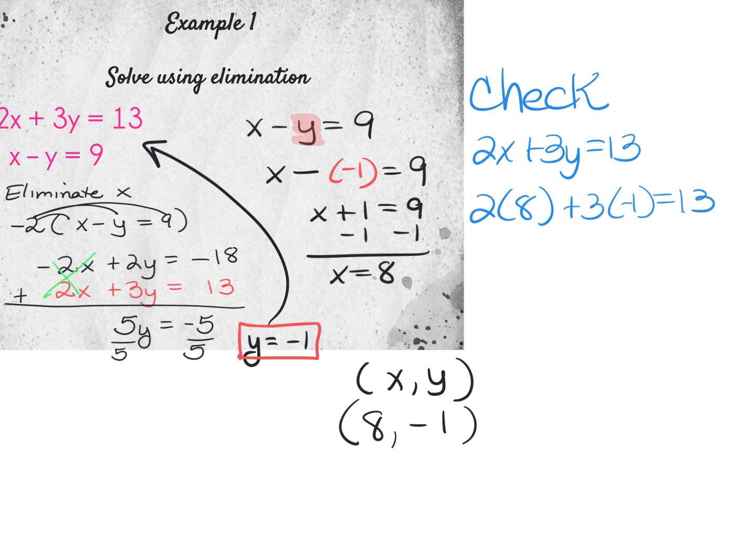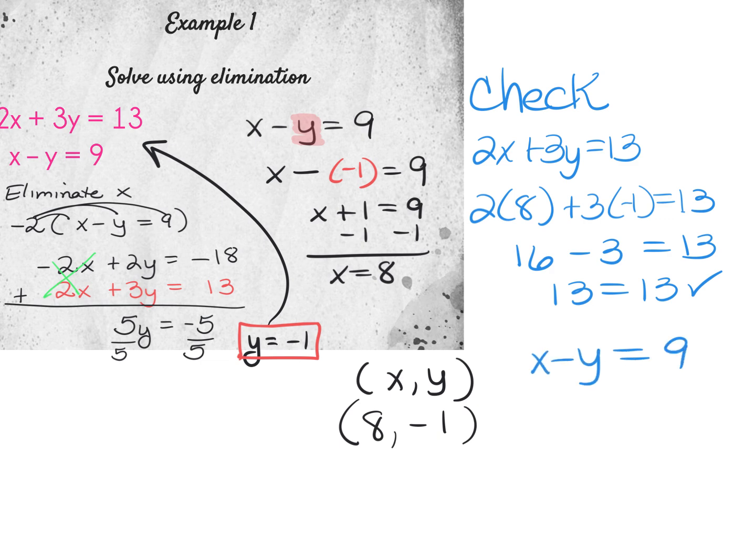And once I simplify that left side, if it does not give me 13, then I've done something wrong. So this one works. You have to check both if you're going to do the check. So let me write down the second equation. 8 minus negative 1 turns into 8 plus 1. 9 equals 9. This one also checks.